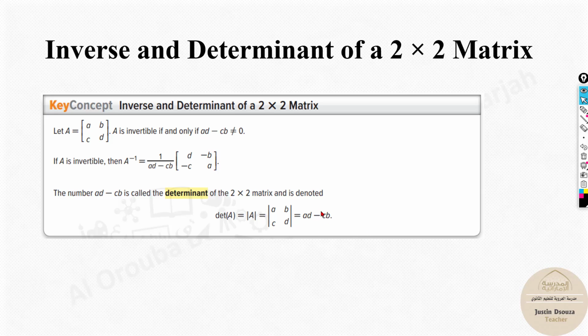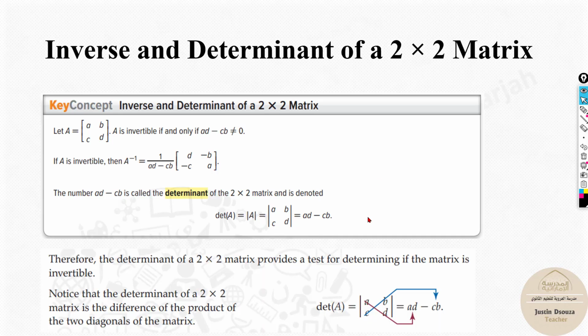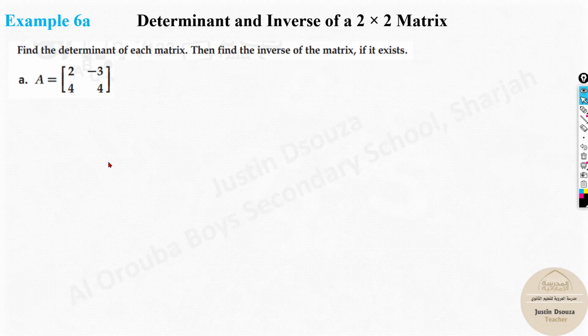Now, if the determinant is 0, you can never have an inverse, because it will be undefined. Whereas if it is any other value than 0, you will have an inverse. That's it. Look at a problem, you'll understand easily. Look at this. How do you find the inverse for this?